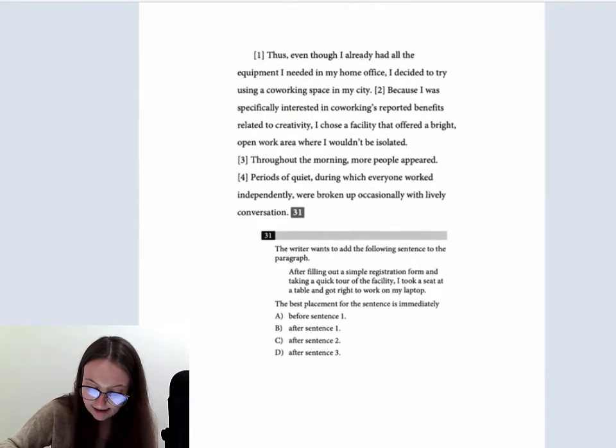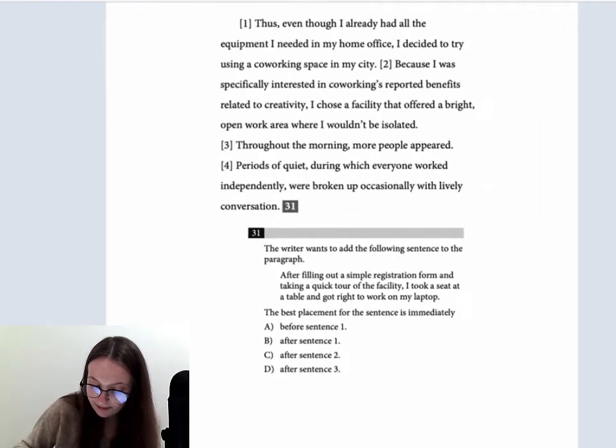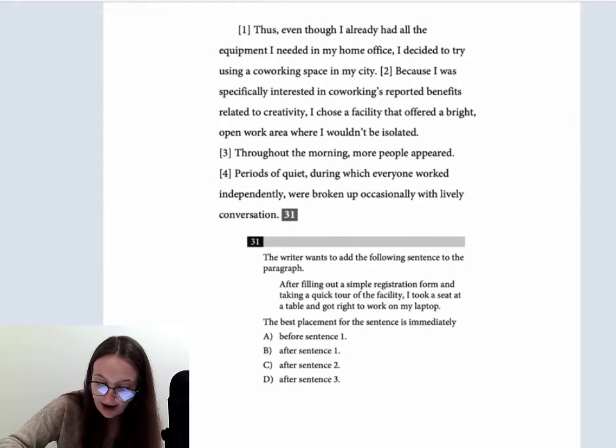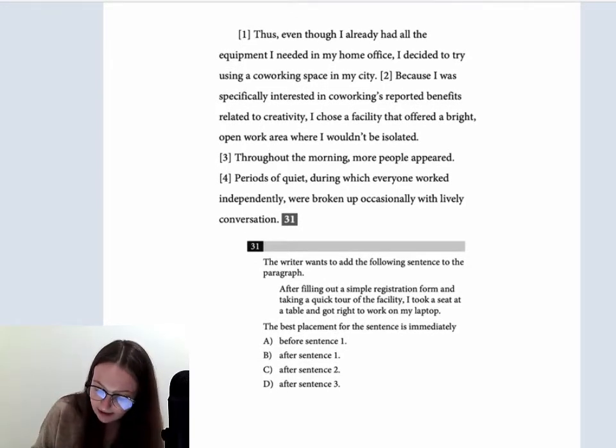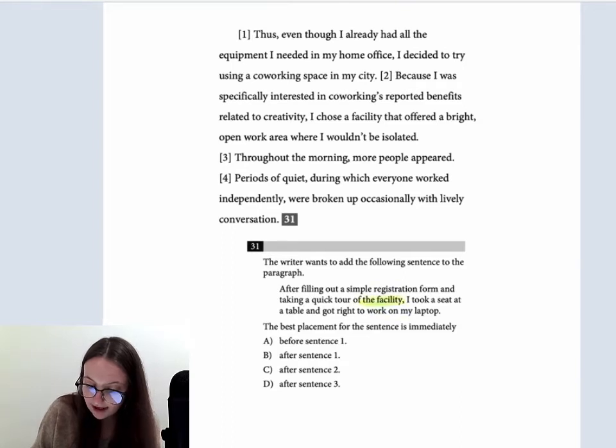And lastly, looking at number 31, this one, they're not asking us to move anything, but to insert a new sentence. So let's see what that's about. "After filling out a simple registration form and taking a quick tour of the facility, I took a seat at a table and got right to work."